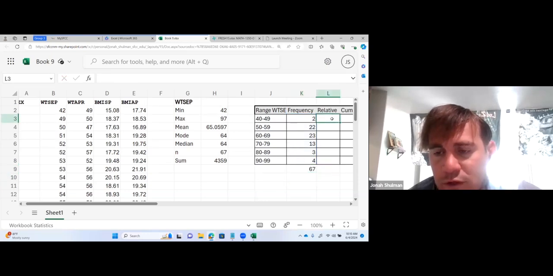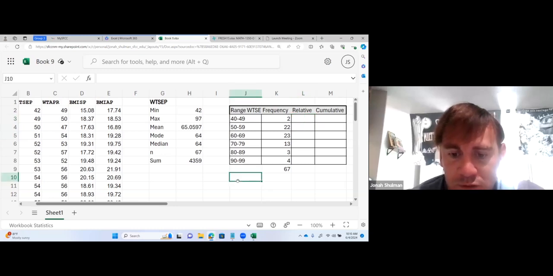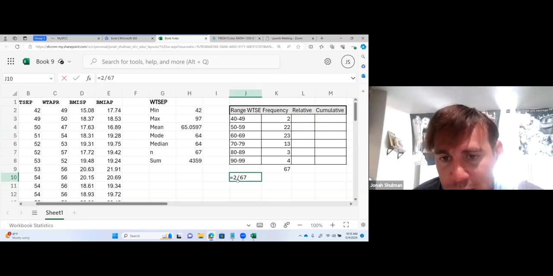Now the relative. So each one of these, I want to take it and divide by 67. So that's literally what I can do. So one way we can do that is we can do equals the 2 divided by, because it's just a big calculator. It gives us the value. Isn't that so nice? So we know it's 3%, 0.03. Another way, Excel does all these for you, so I don't have to do each of them by hand. 2 divided by 67, 22 divided by 67.